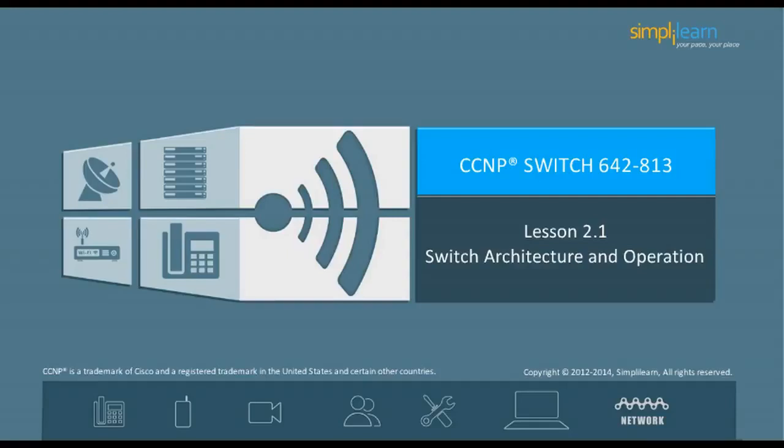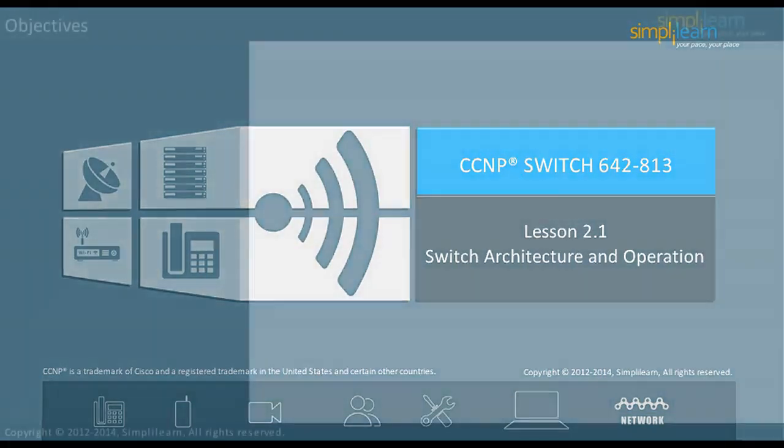In the last lesson, we completed the CCNP Route course by discussing branch office implementation. In this lesson, we move on to the CCNP Switch course. This lesson focuses on switch architecture and operation. Let us begin with the objectives of the lesson in the next slide.